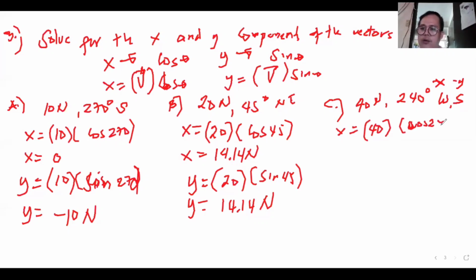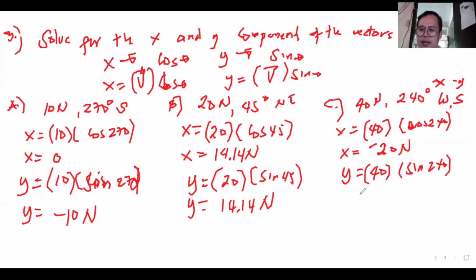So check natin na x will be equal to 40 cosine 240 and x will be equal to. So that will be 240 cosine times 40 and the answer is negative 20. Negative 20. Sakto ang sabat ta kay west ang direction. Kung bakit ra negative ang sabat mo, masala gid ang imo nga sabat. Diyan mo na ma-base. And 40 multiplied to sine 240 and your y will be equal to.